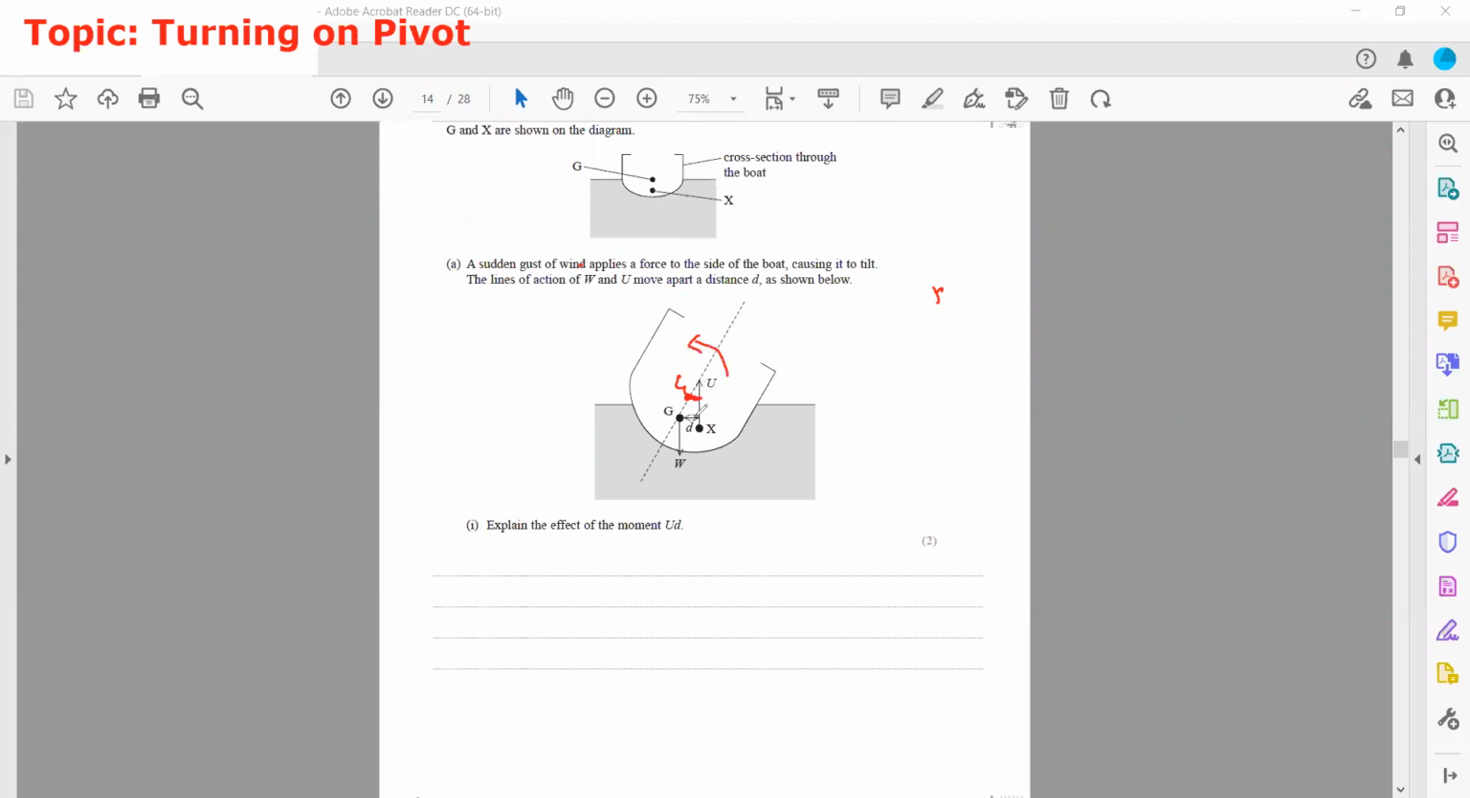This is causing an anti-clockwise moment. And now as the center of gravity is raised, the weight was acting, now there is a distance, the component of the weight is there, and U is also acting. So as a result, what will happen? This one is U, and this one is the center of gravity.